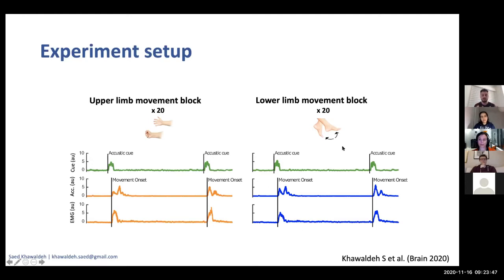So the patient does that just in a block of movement. Here they get a go cue, which is an acoustic cue. Once they hear it, they start doing the movement, which they know is going to be upper or lower limb movement. So that's the fixed block paradigm.